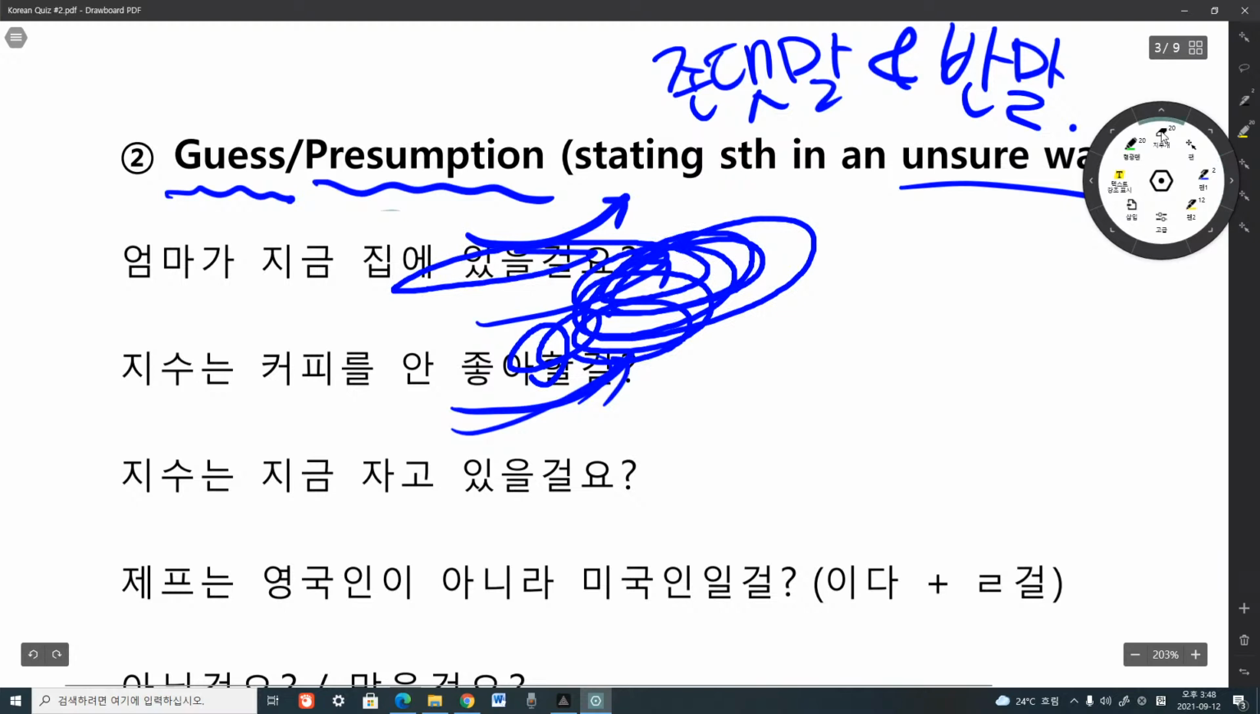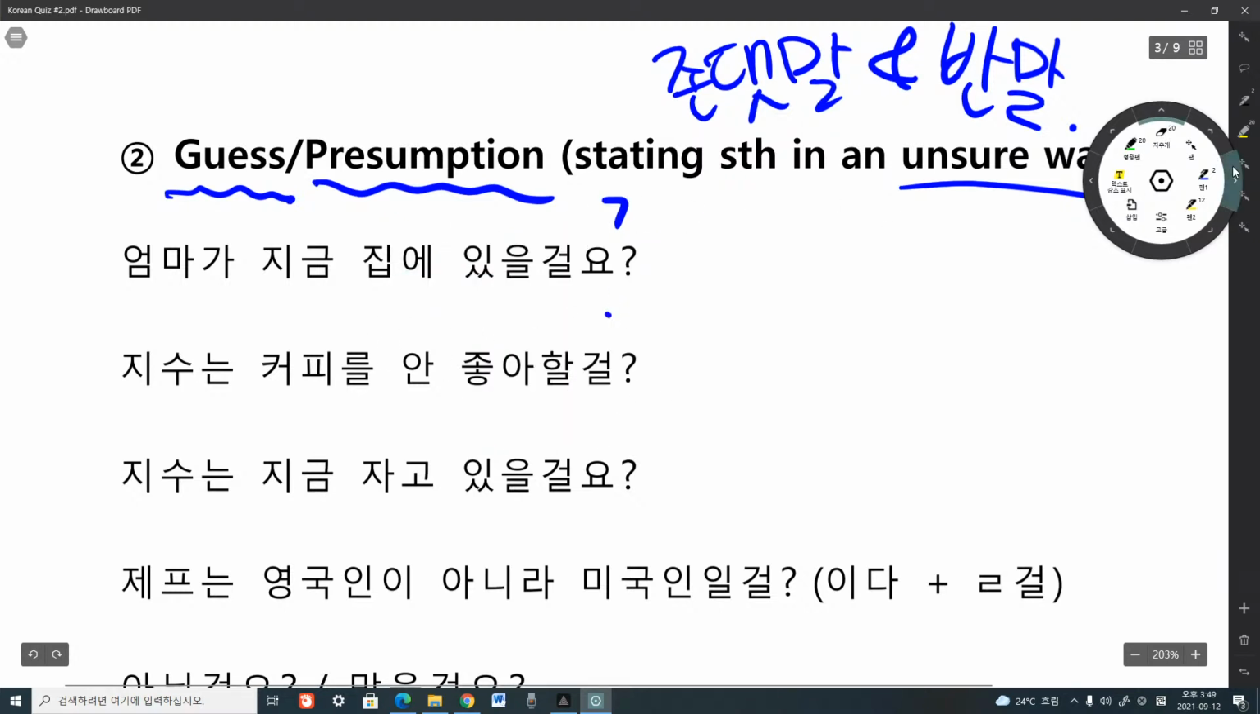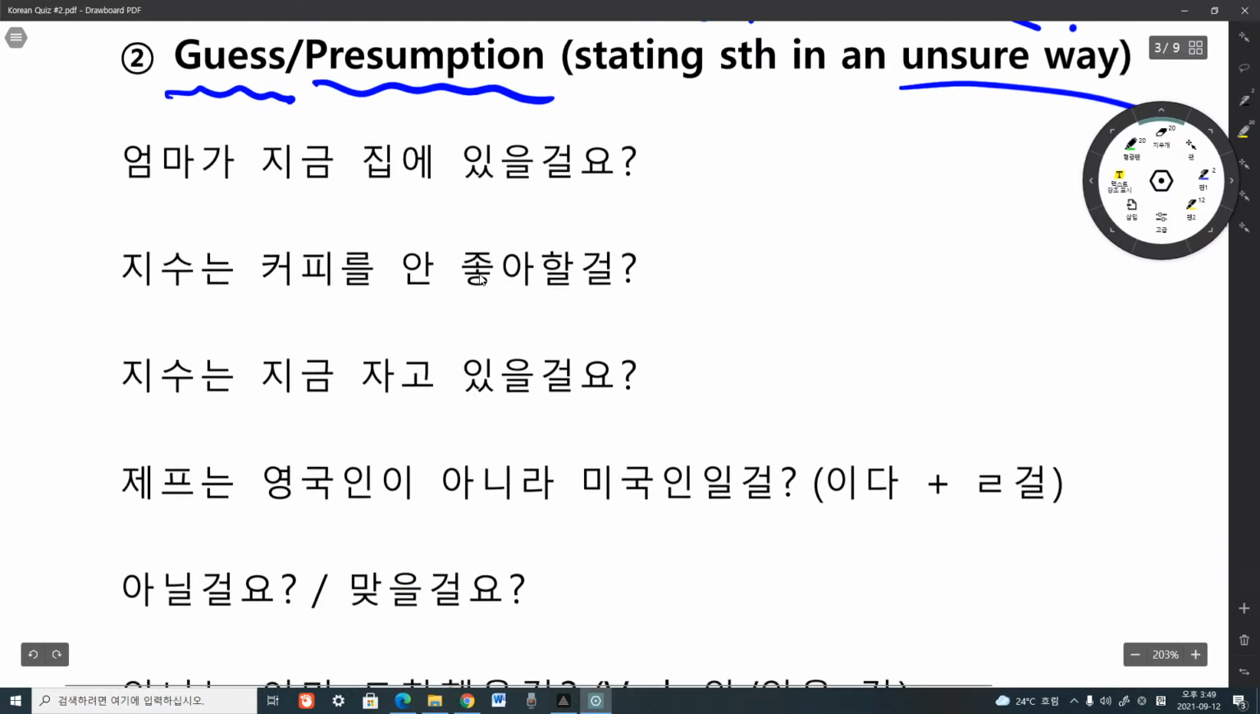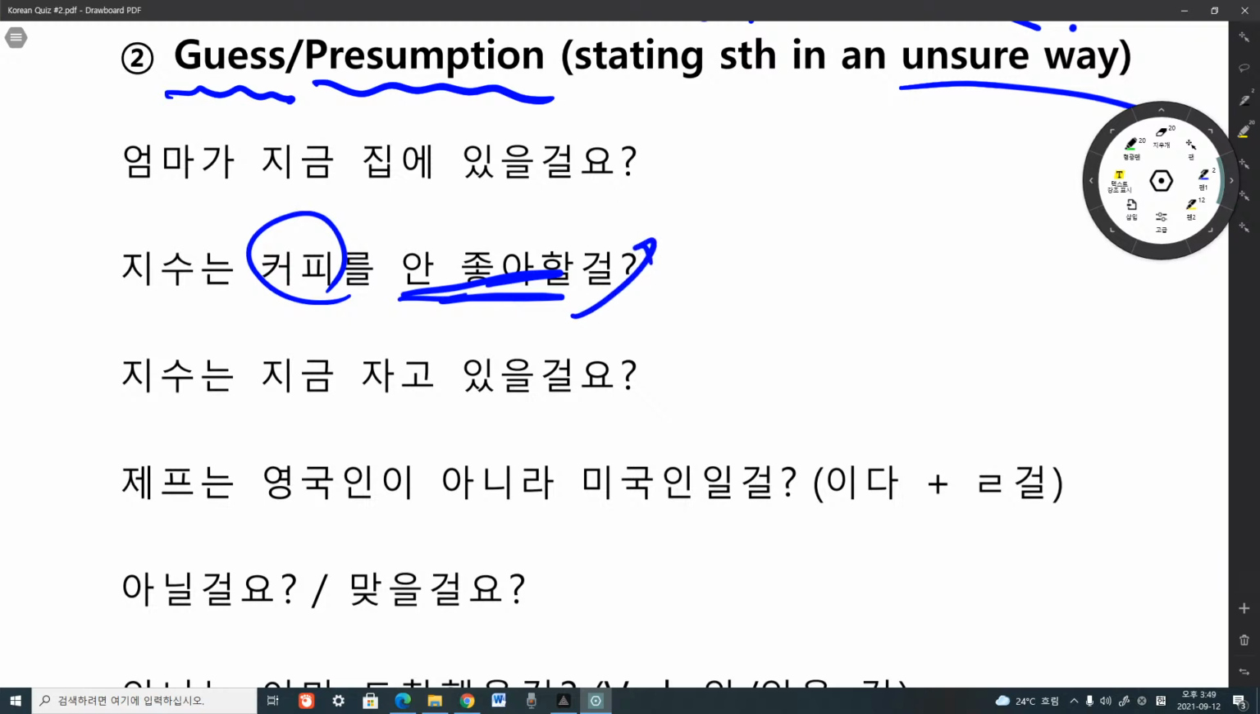그 다음에 엄마가 지금 집에 있을걸요? My mom might probably be at home right now. 그 다음에 지수는 커피를 안 좋아할걸? You guys can guess what this means, right? 안 좋아할걸? Coffee, not like. Assuming. So, 지수 probably doesn't like coffee. 지수는 커피를 안 좋아할걸?